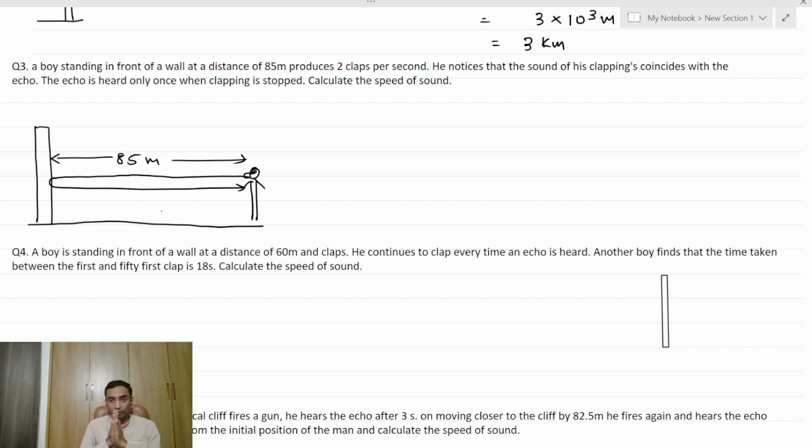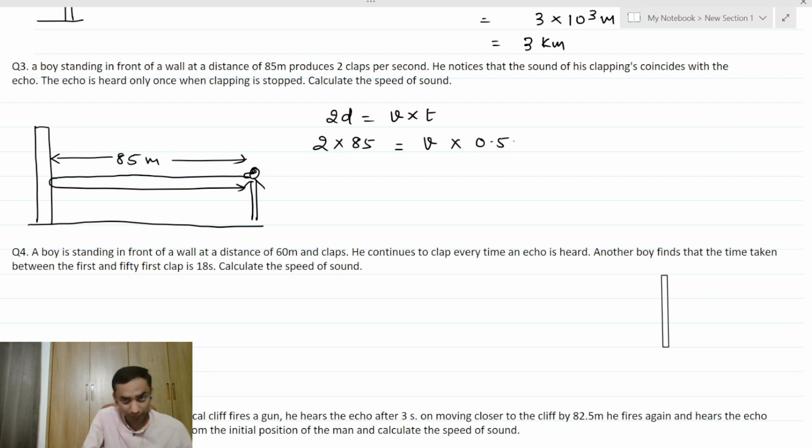See, he claps for the first time. So one sound wave goes, and after reflection comes back. So after a gap of 0.5 seconds, he's again clapping. So the reflected sound and this new clap sound are heard together. So only one sound is heard, right? That is what the question says. So twice the distance is equal to speed into time. Distance is already given to us as 85 meters. The speed of sound we don't know. That is what is to be found out. Time is 0.5. Very trickily, they have given us the question, right?